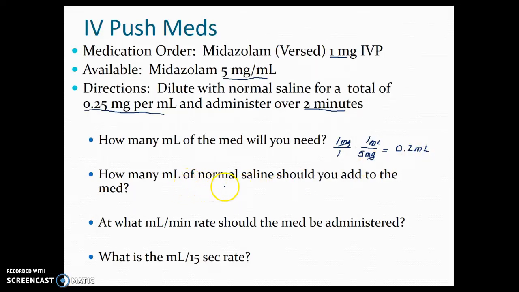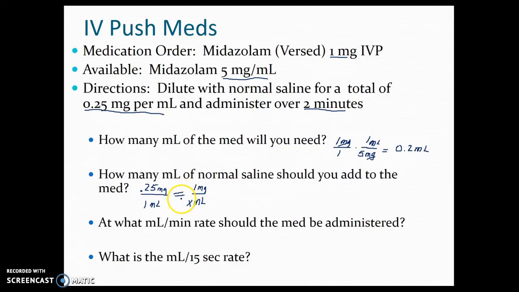Next question, how many milliliters of normal saline should you add? So to do this question, I'm going to use the information from the directions, which says we should have a concentration of 0.25 milligrams to 1 milliliter. I want to keep that concentration, so I'm going to actually use a different setup. I'm not using dimensional analysis here, but I'm going to use the idea of a proportion. I want to keep that strength. I want to give 1 milligram, and so I want to know how many milliliters are required.